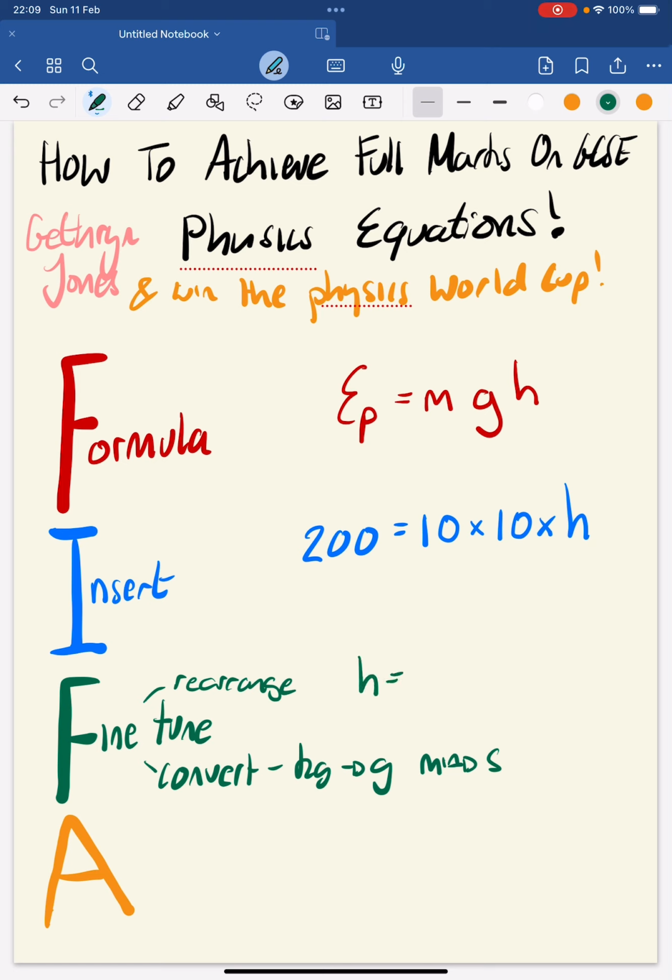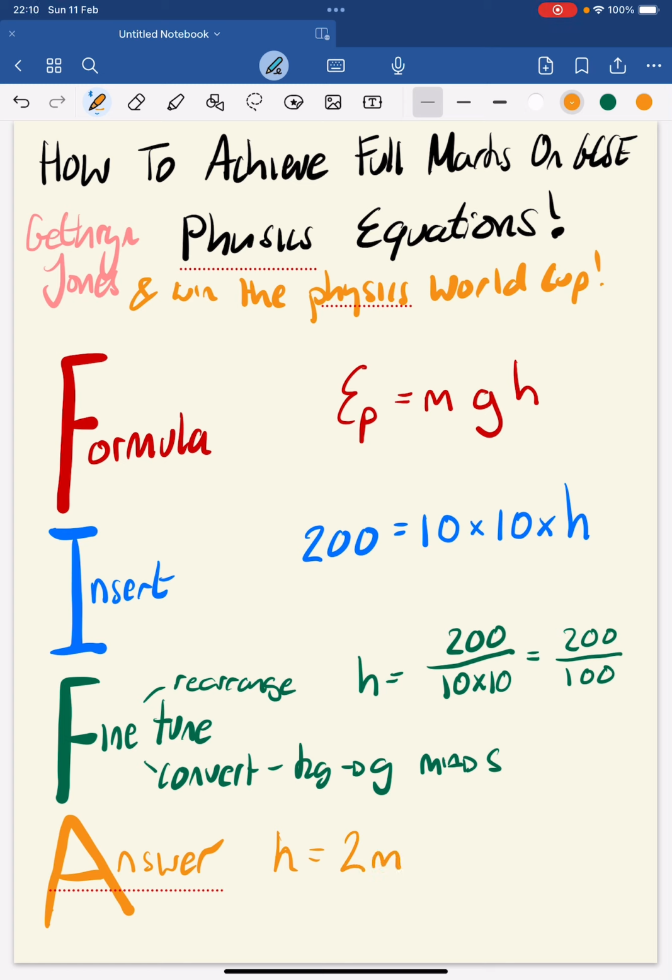So if we want to rearrange this equation here, it will be 200 divided by 10 times 10. And we can simplify this even further. We can fine tune it and whittle it down even further. So 10 times 10 is 100. So 200 divided by 100, and then we get to our answer. 200 divided by 100 equals 2 meters. So that's our height.